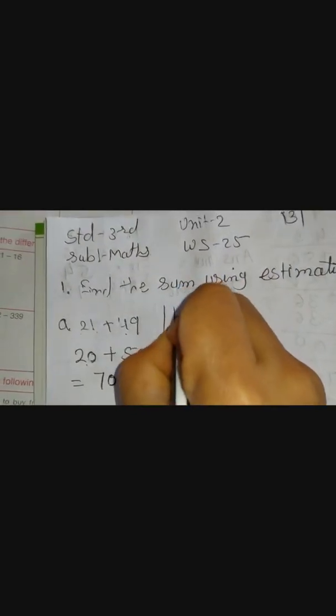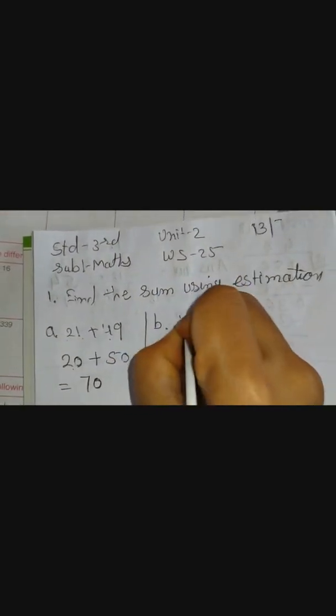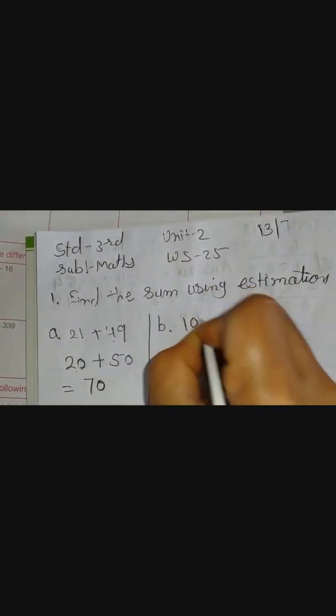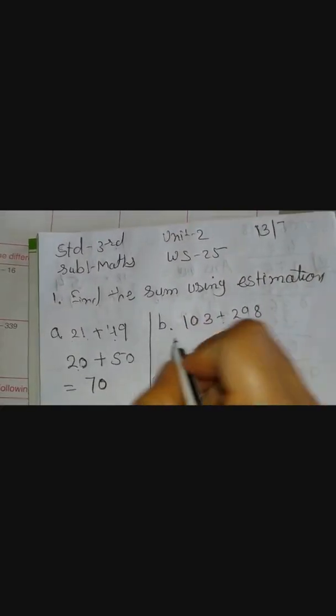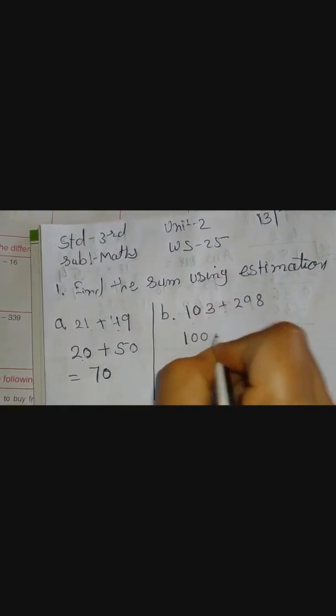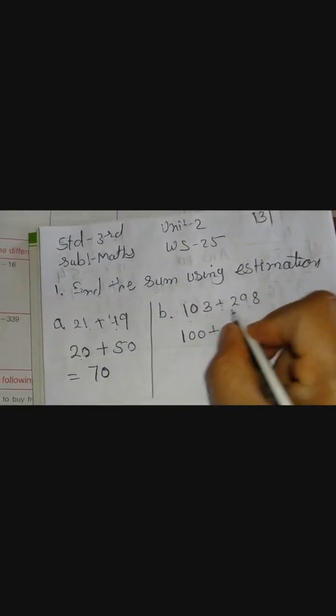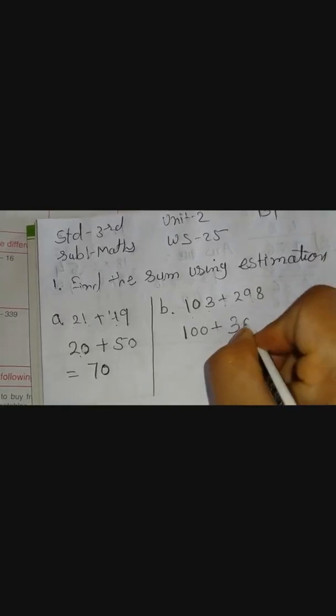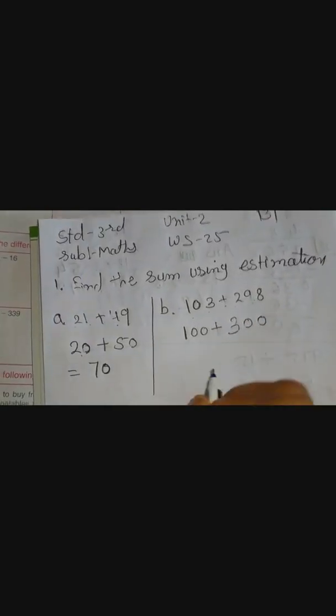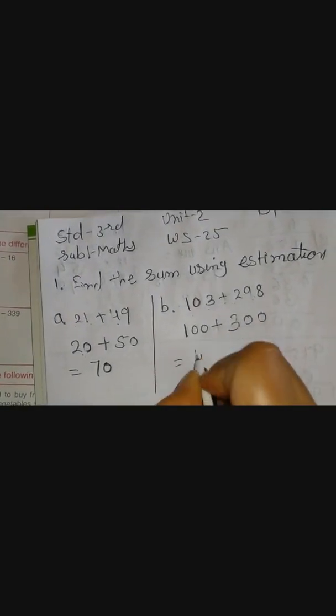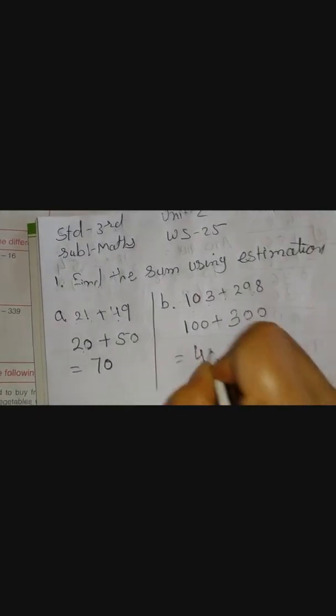Then the second one, B sum, we have to write here 103 plus 298. Round off it. So 103, here we have to write 100 plus 298, so here we have to write 300. Rounding off we have done. Okay, so the answer is 400.